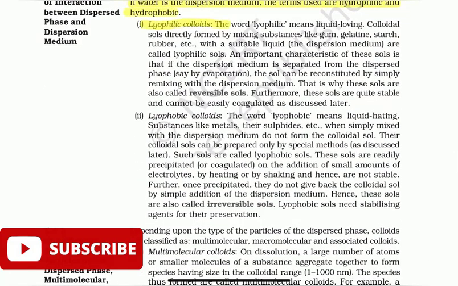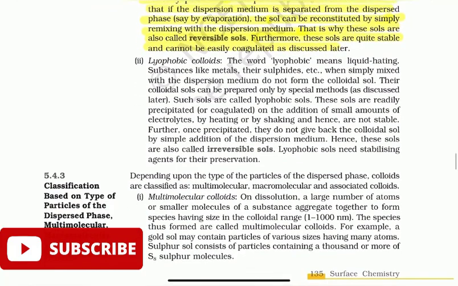Lyophilic colloids. The word lyophilic means liquid-loving. Colloidal sols directly formed by mixing substances like gum, gelatin, starch, rubber, etc. with a suitable liquid are called lyophilic sols. An important characteristic of these sols is that if the dispersion medium is separated from the dispersed phase, the sol can be reconstituted by simply remixing with the dispersion medium. That is why these sols are also called reversible sols. Furthermore, these sols are quite stable and cannot be easily coagulated, as discussed later.